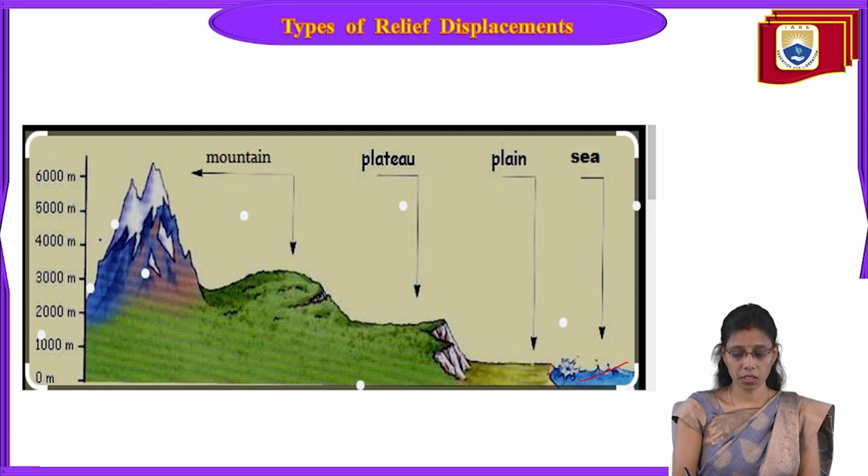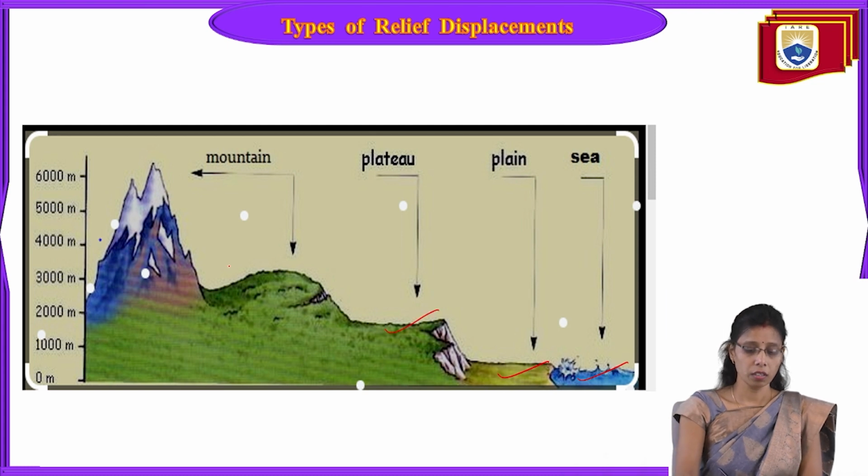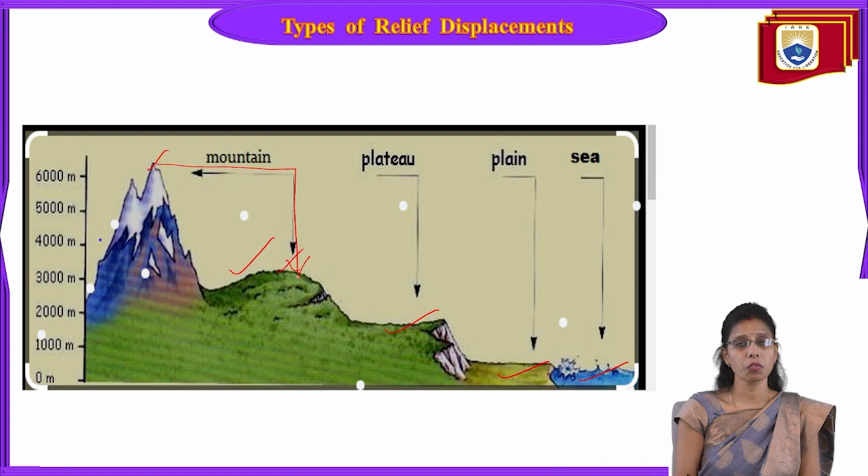Here we have a sea, a plain, a plateau, and a mountain. This is one mountain, and this is another mountain. There is a difference between this mountain and that mountain. Both are mountains and both are relief structures, but there is a difference in their heights.